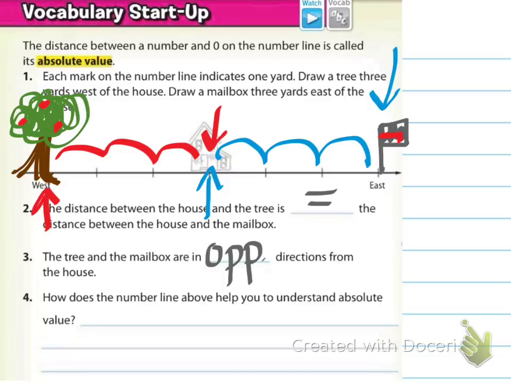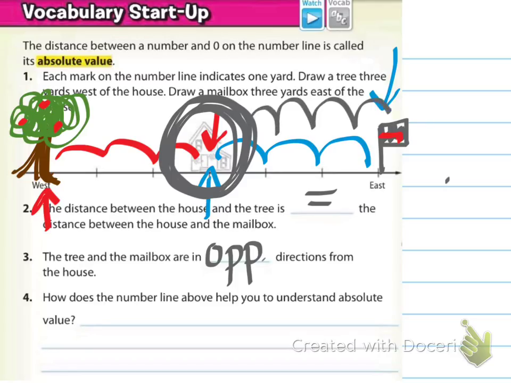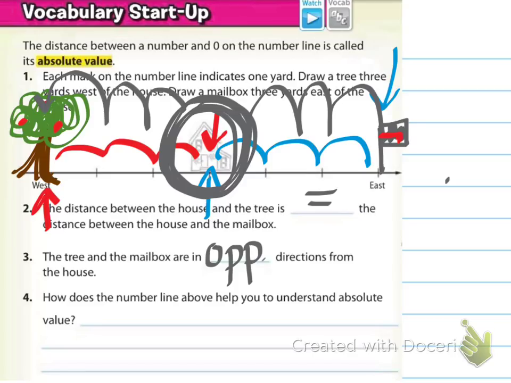And then number 4 says, how does the number line above help you understand absolute value? I think it's a great representation, not only of my amazing artistic ability, but also absolute value, because it is showing us that, this is our 0 point right here, and if we're moving to the east in one direction, 3 spots, oops, sorry, too many jumps, 1, 2, 3 spots, and we move to the west the same amount of spots, that we really are the same amount of distance between the two. We are still 3 yards away from the mailbox and 3 yards away from our amazing tree.